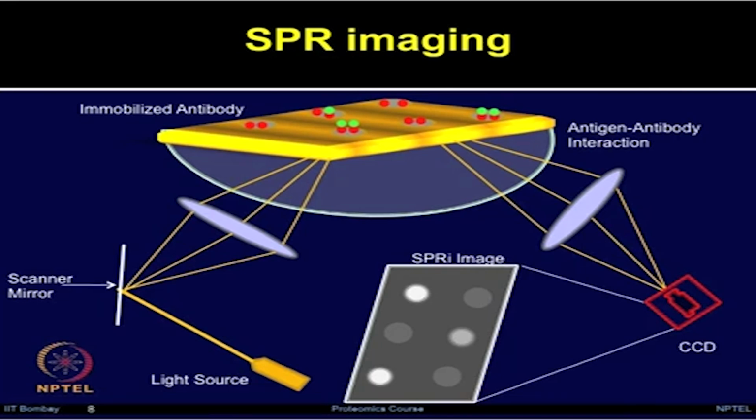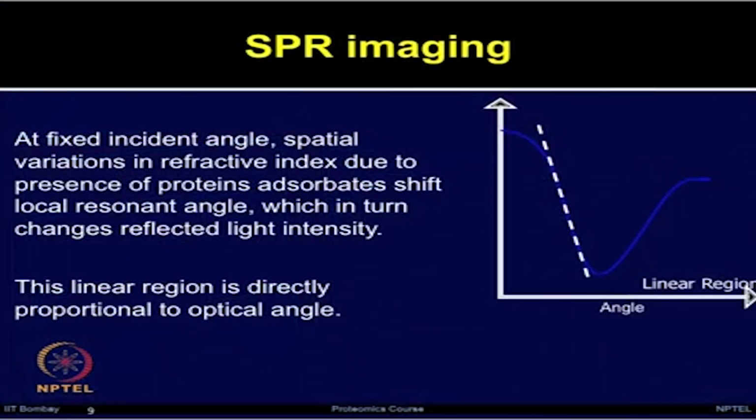Now, the reflected light passes through the narrow band interference filter and it is detected with the CCD camera, as you can see in this PPT here. So, at a fixed incident angle, the spatial variations in refractive index due to the presence of protein or other biomolecules which are printed on the surface, those adsorbates shift the local resonant angle, which in turn changes the reflected light intensity. So, this linear region, as you can see in this slide here, is directly proportional to the optical angle.